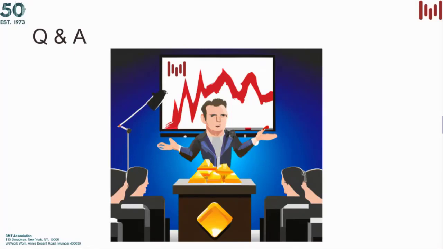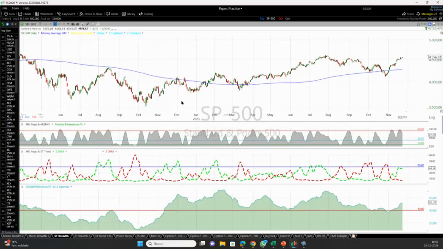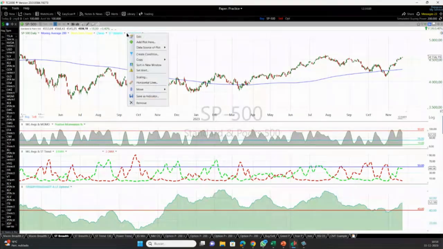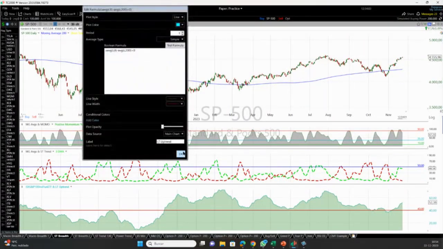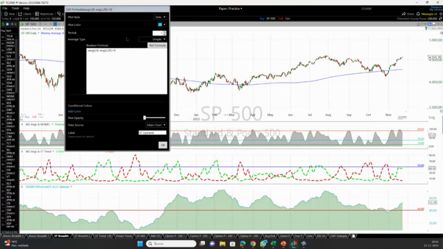So what indicator is short-term trend? Short-term trend for me is a 15-day moving average. There's no secret in that. They're just names I put to things, they don't mean anything actually. This is a moving average crossover, but it doesn't matter.